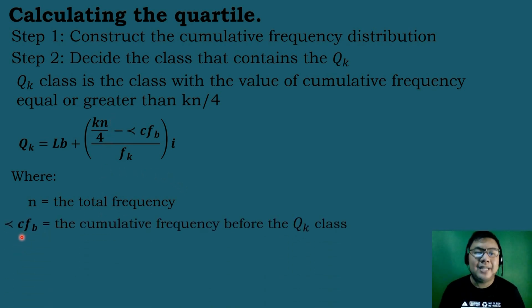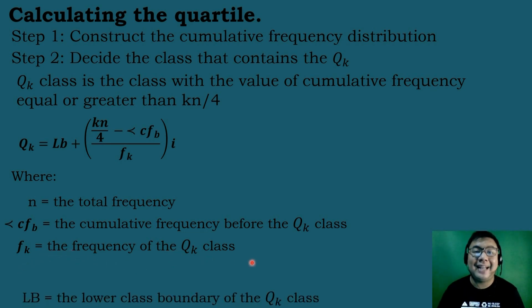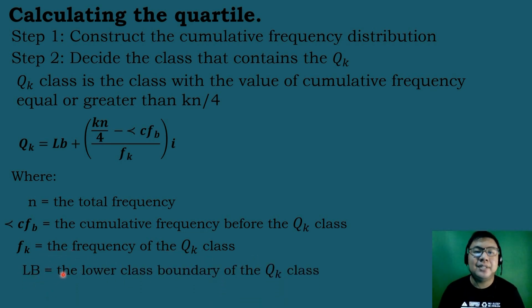The value of less than CF sub b is equal to the cumulative frequency before the Q sub k class. And then the value of F sub k is equal to the frequency of the Q sub k class. And then LB is equal to the lower class boundary of the Q sub k class. And then I is equal to the class width or the interval.